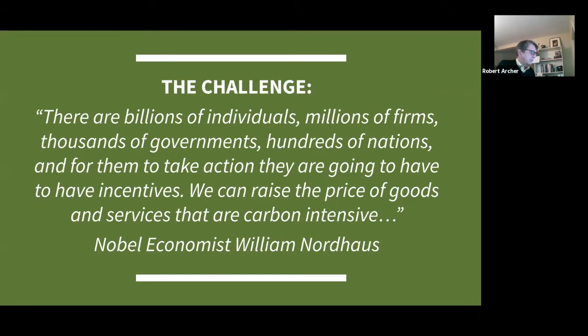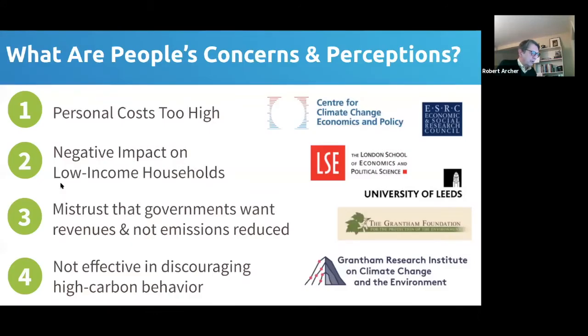The second slide shows people's concerns about a carbon fee. A synthesis of 26 studies was done to identify how to make carbon fees more acceptable. It showed 4 main concerns that people have. Look at the first 3 as a group: the personal cost, concern about the low-income impact, and the mistrust that governments want revenues and not emissions reduced. The beauty of the CCL policy is that these 3 are all addressed by the equitable dividend.